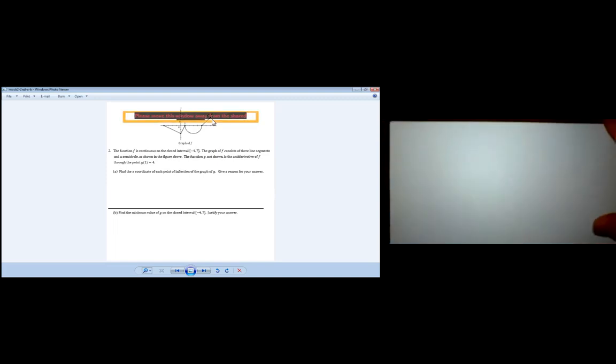Looking at part B, I thought this one was a little crazy in the way that it was written. Usually they just tell you the function of what we got. In this one, we want the minimum value. First off, they're talking about absolute.